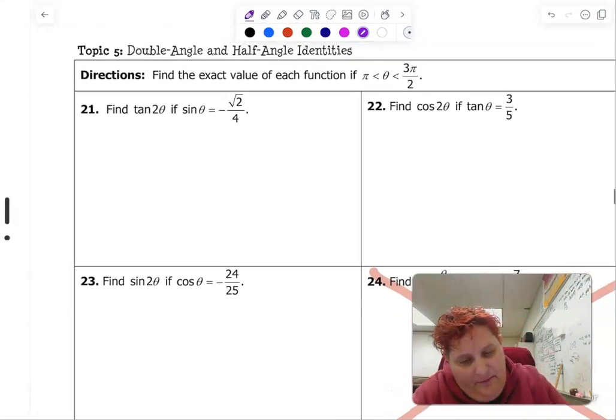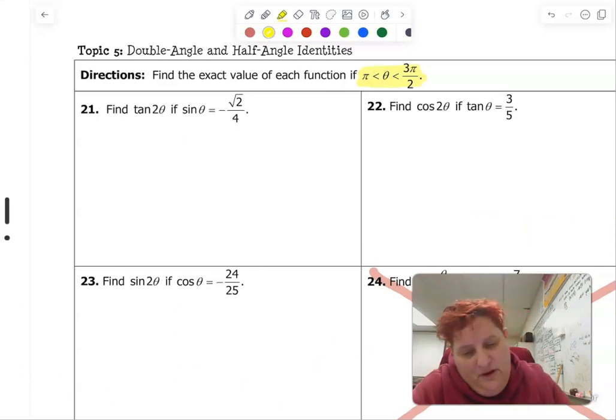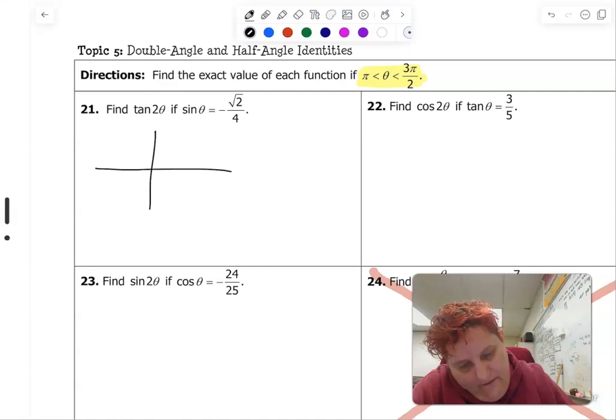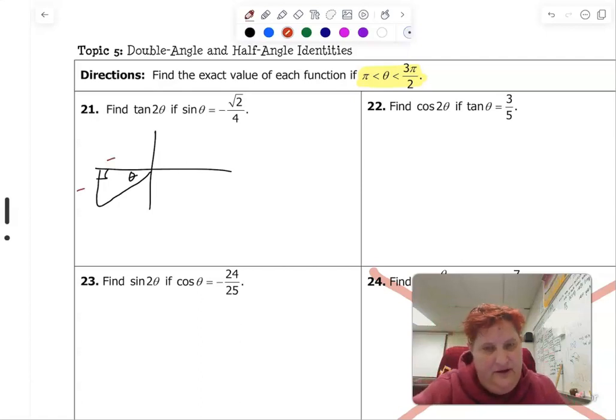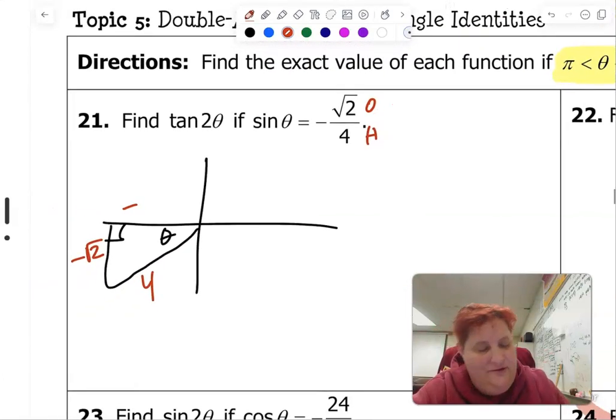Exact same type of problem. We just only have one triangle. And this time the triangle is between pi and 3 pi over 2. All right. So pi and 3 pi over 2 means third quadrant. Now what this means, guys, on this triangle is every single one I need to put negative, negative. Okay? Sine is opposite over hypotenuse.